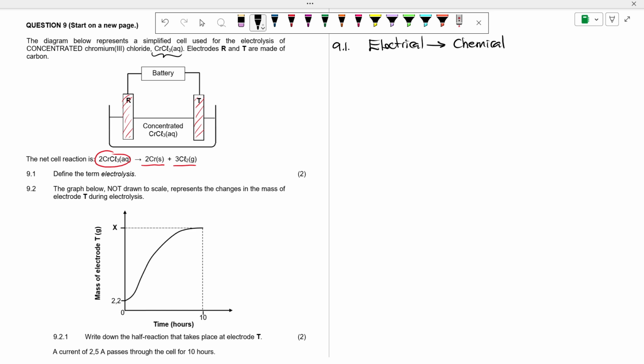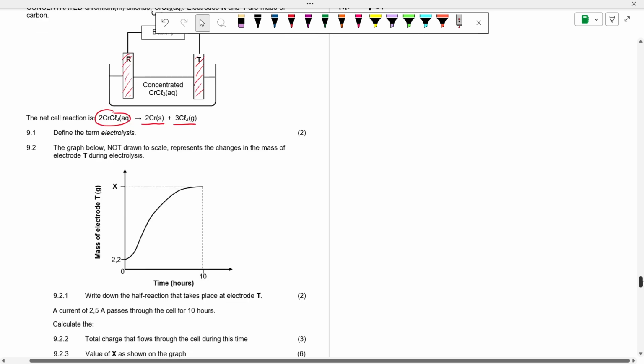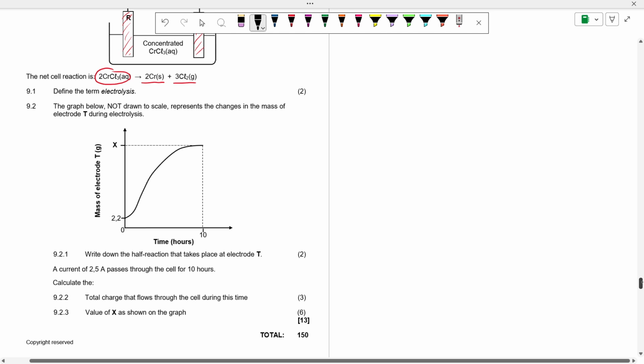Okay, 9.2. Note the graph below, not drawn to scale, represents the changes in the mass of electrode T during electrolysis. Okay, you see the mass thing came in the electrolysis part, but it can also come in the galvanic, right?